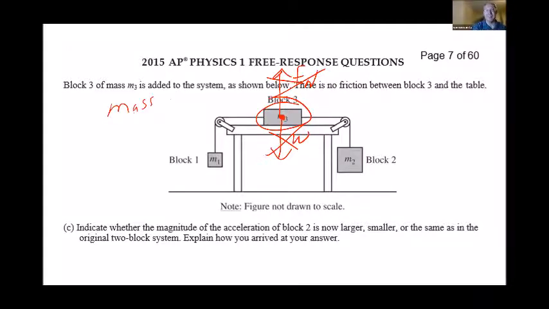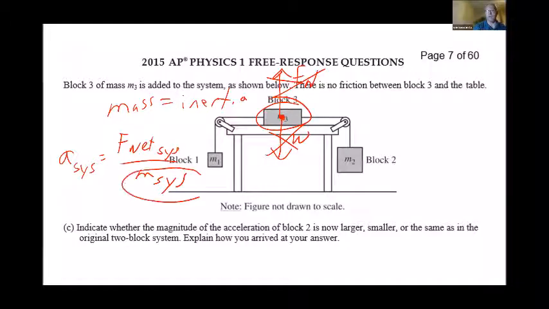And we know mass is really just another word for inertia. So if we have more mass, but the same net force, and we think to Newton's second law, so if this goes up and this stays the same, then the acceleration is going to be less. So first of all, you need to say smaller.